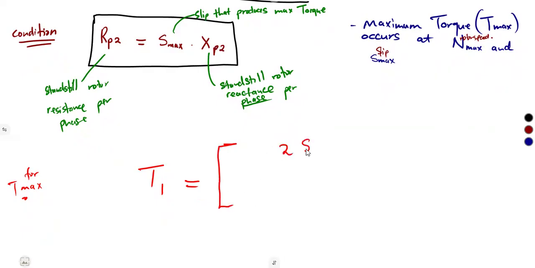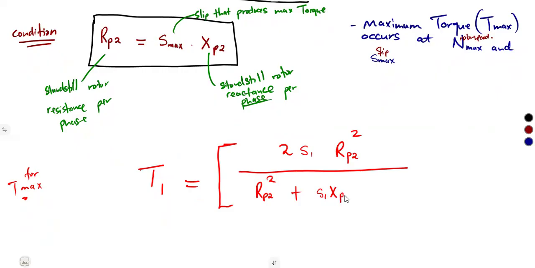So that's going to use this formula with 2S1. The slip goes together with this torque that you're given there. All right, remember our R there. So we're going to have R2 squared over R2 again squared plus S1, the slip, times X2. With this one, remember what are we obtaining here? What are we obtaining when we multiply slip and reactance?